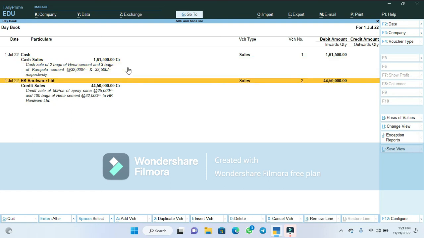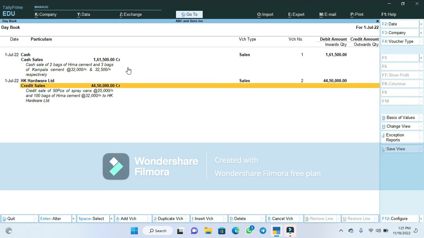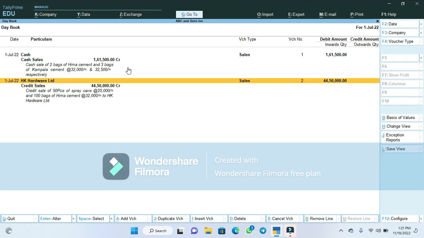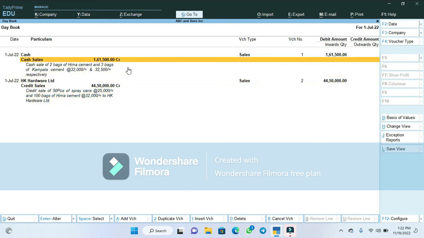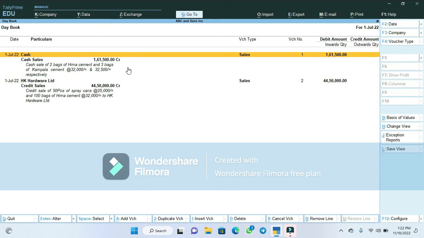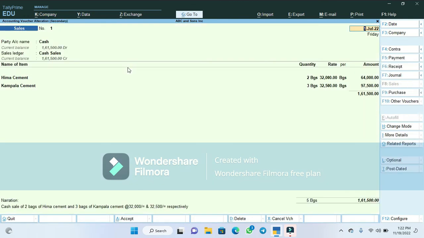And also, another sale was made, but it was a credit sale to who? To HK Hardware Limited at a tune of 4,450,000. Then in the narration, you'll see the explanation stressing that it was a credit sale of 50 pieces of spray cans at a rate of 25k and 100 bags of Hima cement at 32k to HK Hardware Limited. So in case the auditor or accountant is interested in seeing further details, they come here and press enter to go back to the transaction.